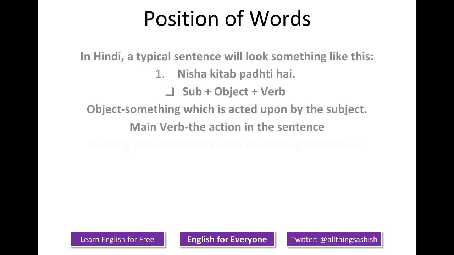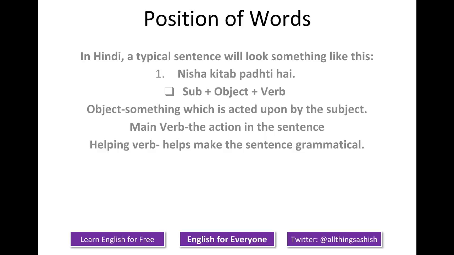We also have the helping verb, which helps to make the sentence grammatically correct. In the above sentence, hai is the helping verb. It tells us about the time which is being referred to in the sentence, whether it is past or present. It also tells us about the number of the subject, whether it is singular or plural.